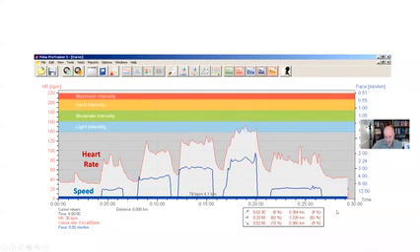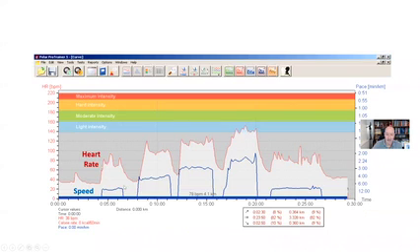Now, what we can see here is a very simple piece of work. The blue is the horse's speed. So here the horse has walked, stood, trotted, stood, slow canter, stood, faster canter, stood, fast canter, stood, and then walked.